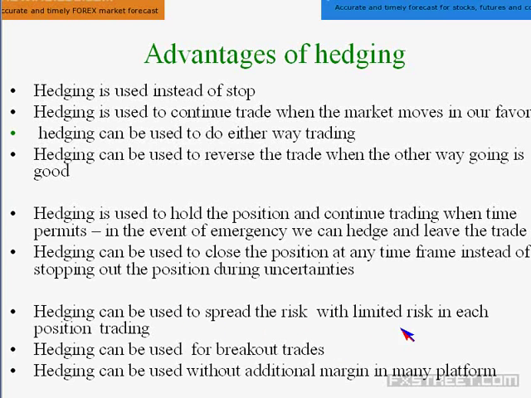Then hedging can be used to spread the risk, with limited risk in each position trading. Suppose you wanted to do averaging trading like a position trade. For every 100 pips drop, I'll take a buy, and on any rise of 75 pips or 100 pips, I'll book profit. And if it drops another 100 pips down, I'll take another buy. Just a way to spread the risk. If you try such a trade, you can still use the hedging.